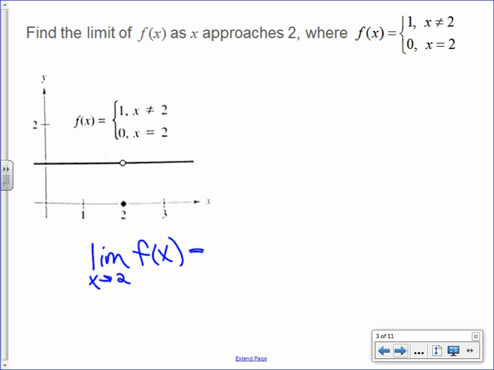All right, so what is the limit as x approaches 2 of this function? What y value are we approaching as we get close to 2? It has a height of 1. Okay. However, what if I asked you for f of 2? What is f of 2? 0. Okay, we'll talk about what that means later.